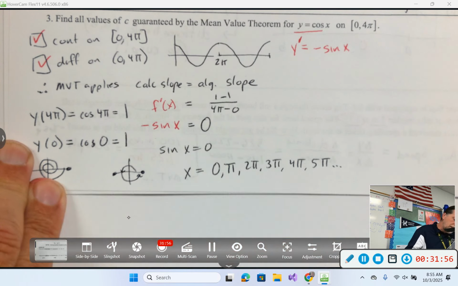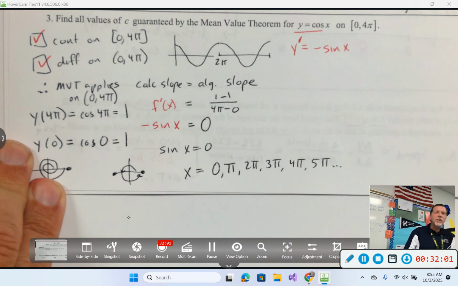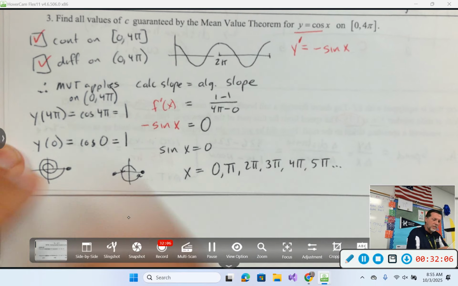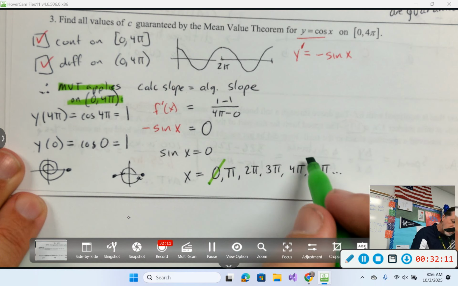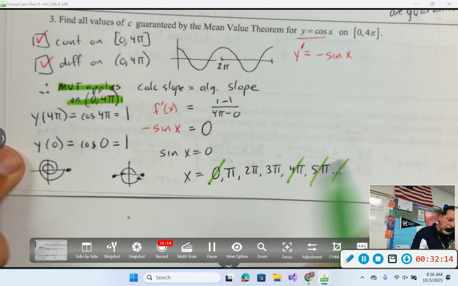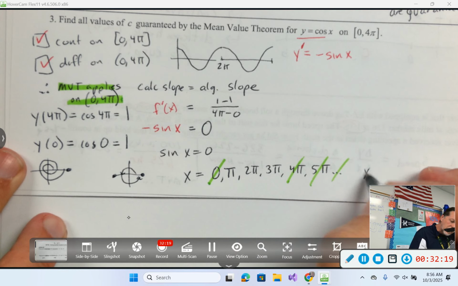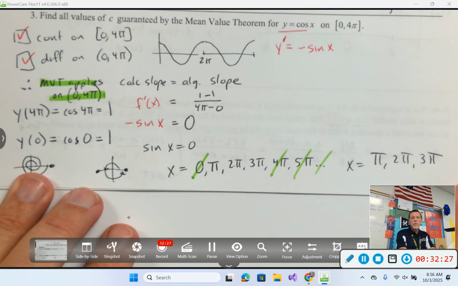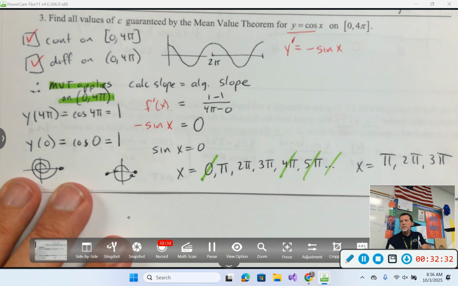So MVT applies on 0 to 4 pi. Our answers have to come between 0 and 4 pi, but not including the endpoints. So I throw out 0, I throw out 4 pi and 5 pi and anything past that. So my only answers are pi, 2 pi, and 3 pi. Because we're only allowed to look between 0 and 4 pi, and we're not allowed to use the endpoints.